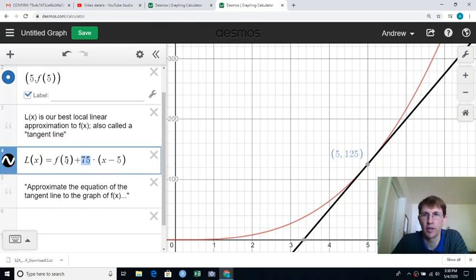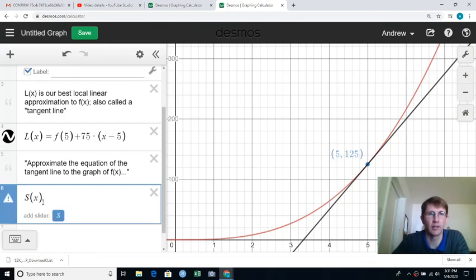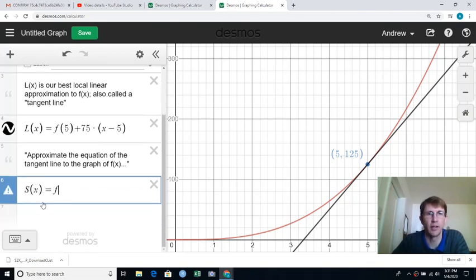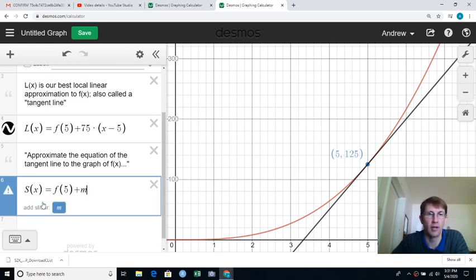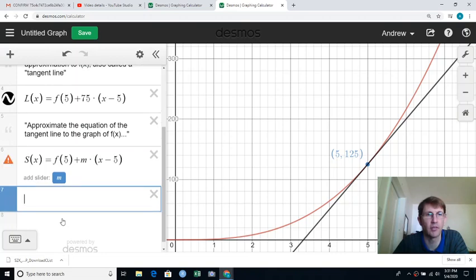Okay, welcome back from pausing. So I'm going to define a new function. I'm going to call it s of x, and I'll say why it's capital S later. We know the value of the function at 5, but I don't know its slope. m is a good number to use for slope. And then we'll say x minus 5. I'm going to put a times here. I don't really need it, but just to make it clear that m is multiplying x minus 5.